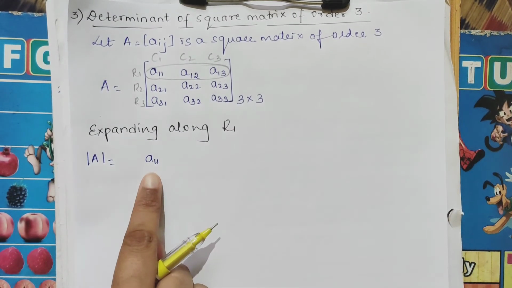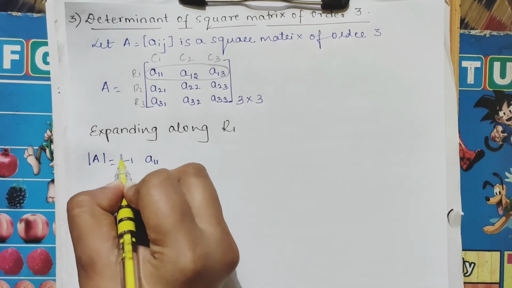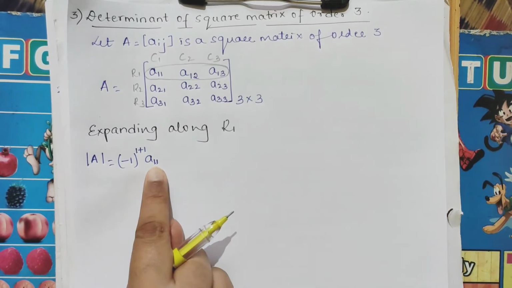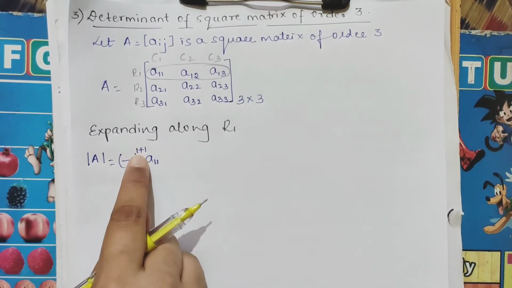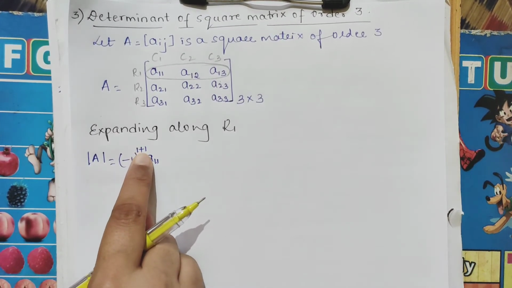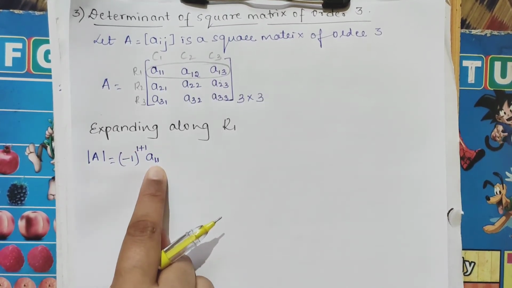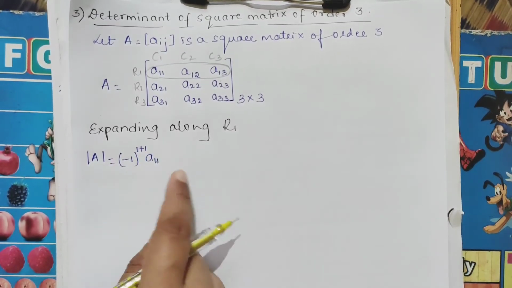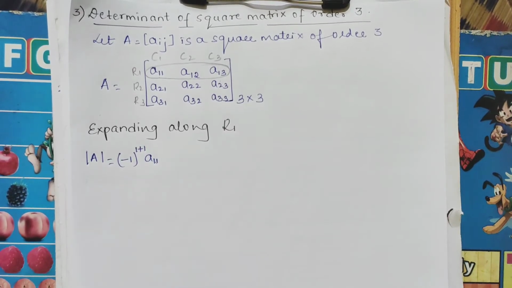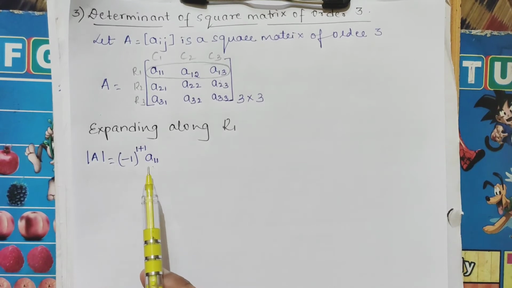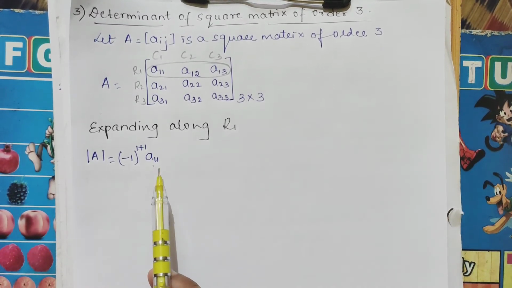Next, you have to multiply with minus 1 raised to 1 plus 1. 1 plus 1 what? Whichever row and column the element is in, you raise to that only. Minus 1 is standard, raised to the row and column. A11 is 1 plus 1; if it is 1 2, it means 1 plus 2; 1 3 means 1 plus 3. Next, where this element is lying, you have to delete that row and that column, and the remaining elements you just write.